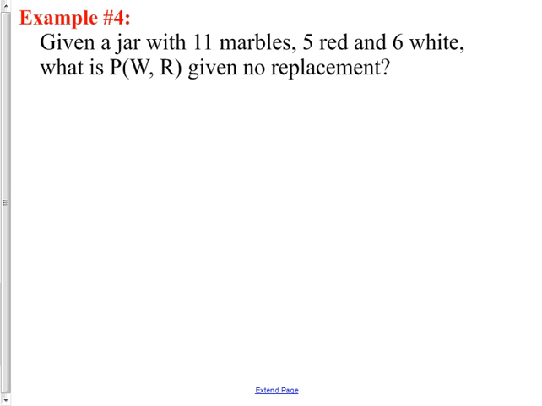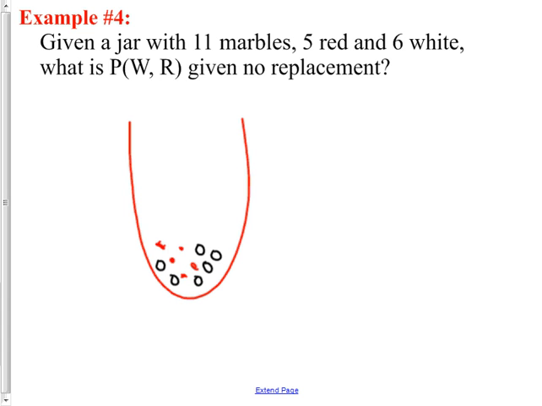All right, so if I'm given a jar with 11 marbles, 5 red and 6 white, that adds up to 11. So I'll make my red ones 1, 2, 3, 4, 5, and then 6 white ones. I'm actually going to ironically make them black with empty inside, so that these are my white marbles. 1, 2, 3, 4, 5, 6. There we go. Then what's the probability of white then red? That's what this means. White then red, given no replacement.